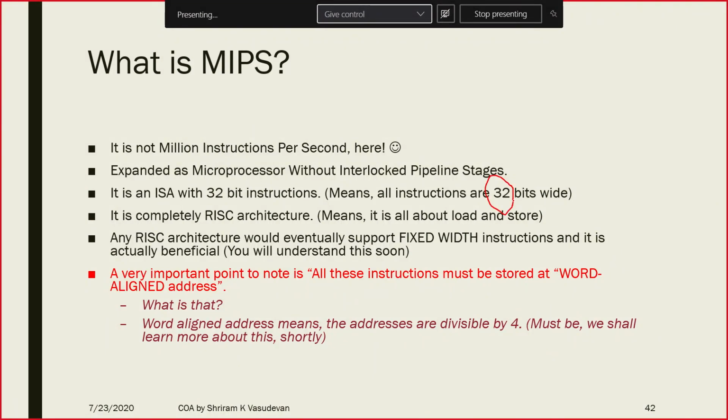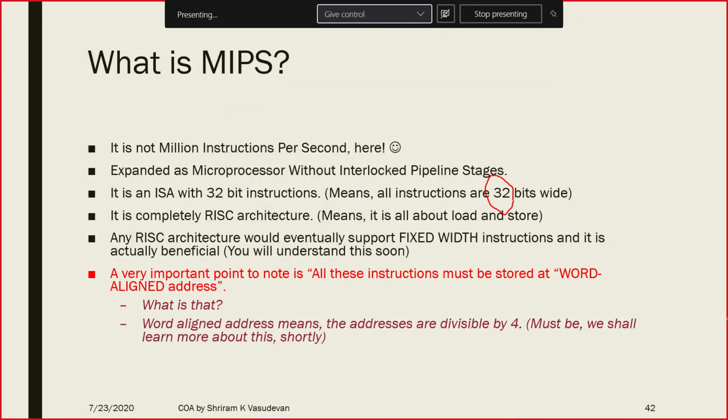Remember, this is a very important aspect. All the instructions are 32 bits wide. And it is 100% RISC architecture. We cannot escape RISC here. And whenever you talk about RISC architecture, it is always fixed width instructions, which means that all the instructions are to be equally sized, and that's called fixed width instructions.